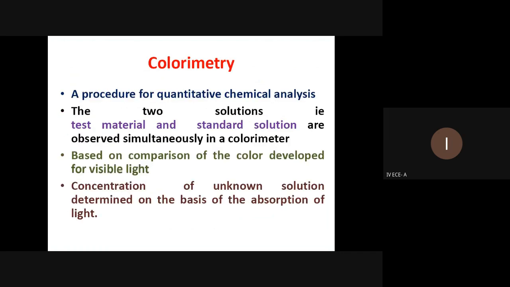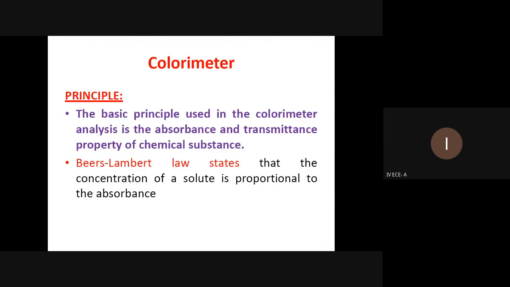Colorimetry is a procedure for quantitative chemical analysis. The two solutions, that is the test material and the standard solution, are observed simultaneously in a colorimeter based on comparison of the color developed for visible light. The concentration of the unknown solution is determined on the basis of absorption of the light. So this is the principle.